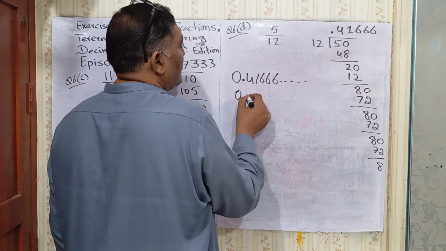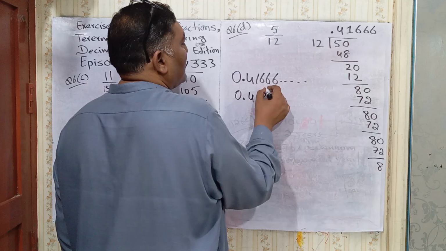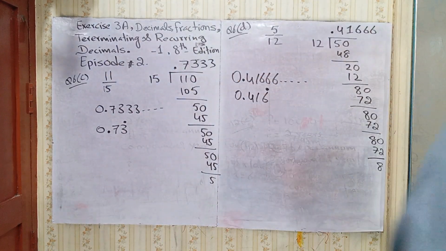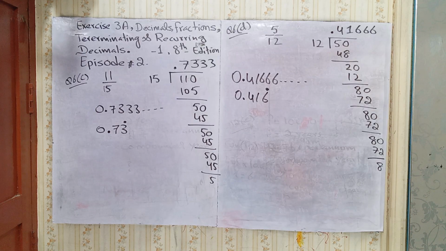So you can say 0.416, and on that 6 I put a dot, which means this will be repeating. So this is how we will do that. So this is question number 6, and it's D part. So I hope you understand how we converted these fractions into decimal fractions, which are recurring. Okay. So let's go to the next question.